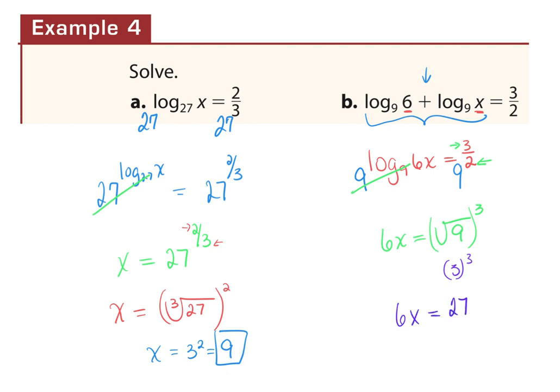What's my last step here? Divide by? All right, and can I reduce it? What goes into 27 and into 6? Yeah, so I can divide top and bottom by 3. I'm going to get 9/2 here.